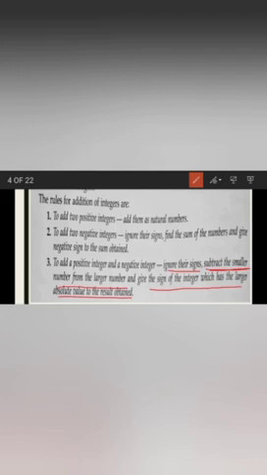For example, if you want to add -3 and 1, first you have to subtract the smaller number from the greater number. 3 is greater than 1, so subtract 1 from 3, so that will be 2. And now put the sign of the greater number. The greater number is 3, its sign is minus, so you put minus. So the answer of -3 plus 1 will be -2.